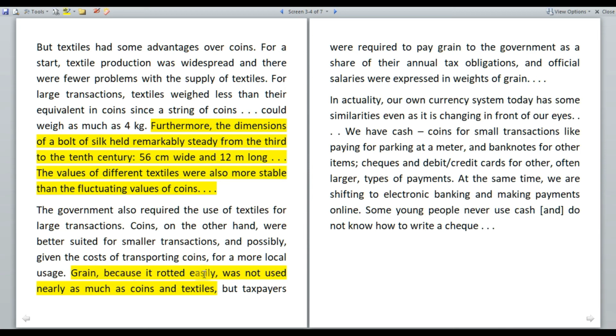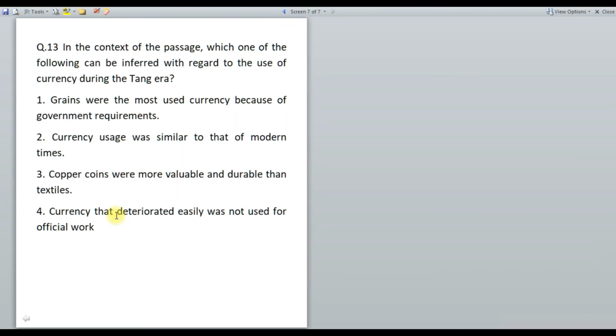Grain, because it rotted easily, was not used nearly as much as coins and textiles, but taxpayers were required to pay grain to the government as a share of their annual tax obligations, and official salaries were expressed in weights of grain. From this we can infer that the grains were actually used for official work. This can be inferred. So currency that deteriorated easily was used for official work. Here again the opposite is given, and therefore this is not true. This cannot be inferred.